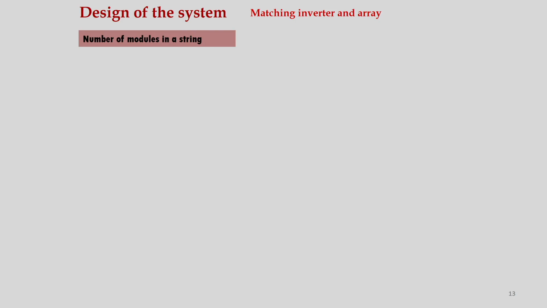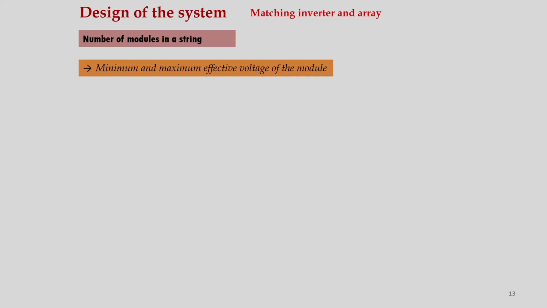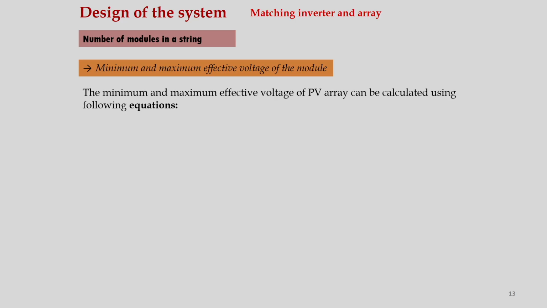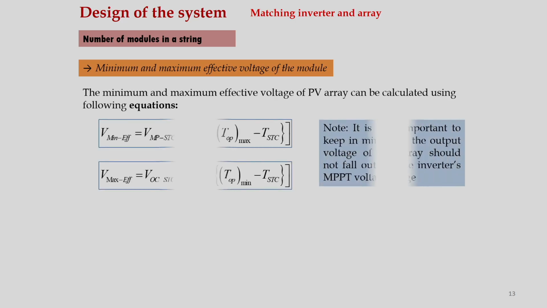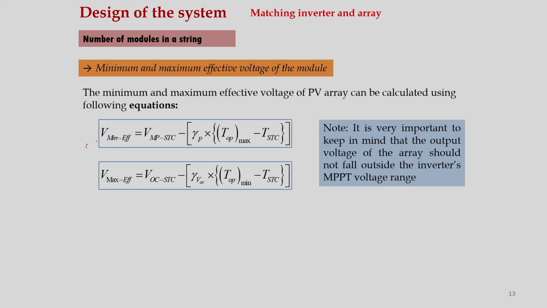So here we need to calculate the number of modules in a string. So minimum and maximum effective voltage of the module, how to calculate it? So we can use this equation. V minimum effective is equal to VMP STC. Okay, this is maximum power point voltage under standard test condition on the module side, and gamma P is the temperature coefficient for this voltage, and T operating maximum, because already we know what is the operating maximum temperature.